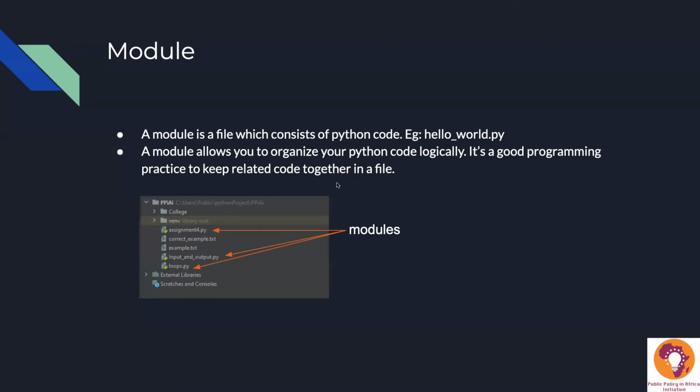So yeah, often you'll keep them separated logically. So input and output and loops are logically separate here, and then assignment 4 logically separate as well. But then the code inside of them, in this one, it's usefully named input and output. So all the code in there is going to be related to IO, and then loops, all the code in there is going to be related to loops and such.